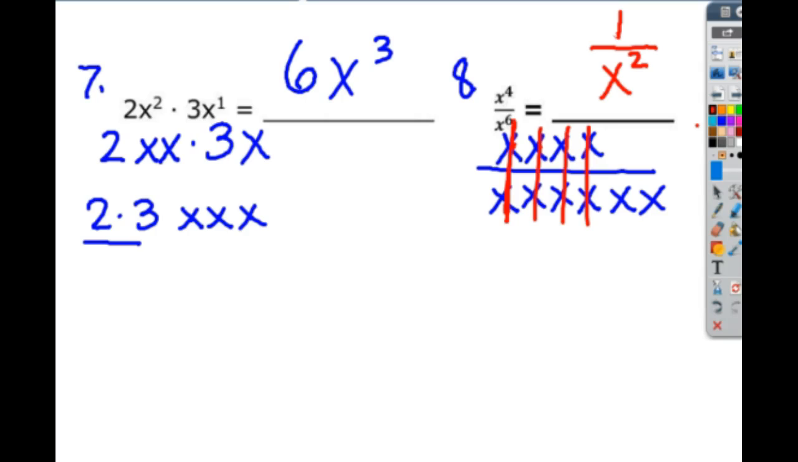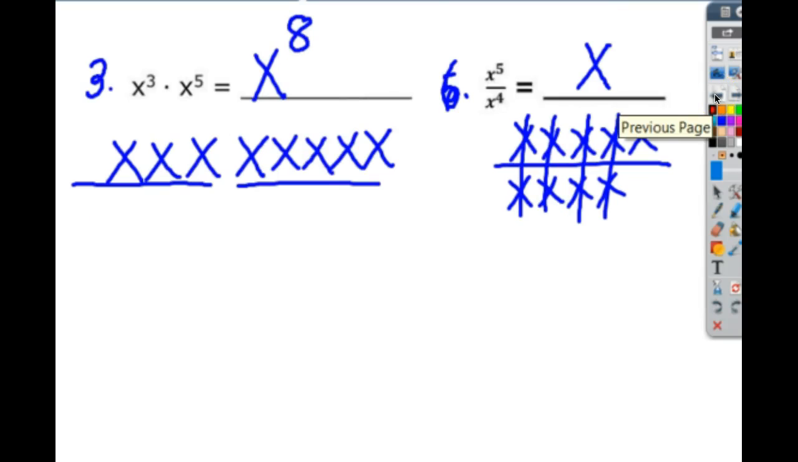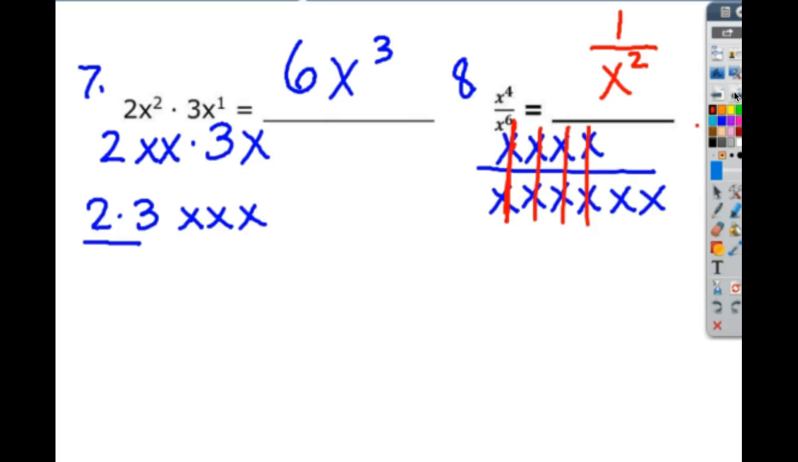Now, go back to a previous problem. Over here, you could write this x over 1, but when you divide by 1, 1 goes into x times. When you have a 1 in the denominator, you can leave it out. But you cannot leave out the 1 in the numerator.